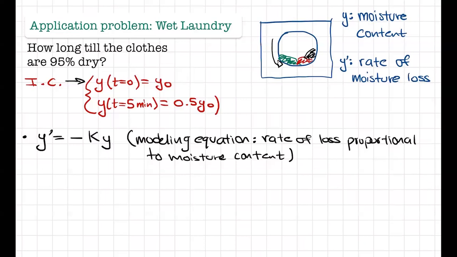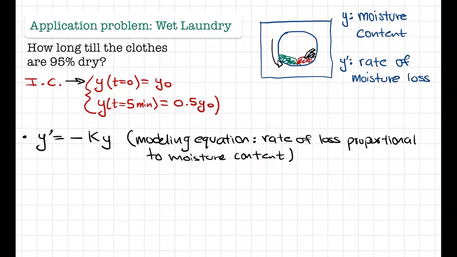So in this case, let's define our variables. We have that y is equal to the moisture content. So basically our whole equation will be in terms of moisture. We're tracking the moisture content as a function of time, where y prime is the rate of moisture loss. So how fast are we losing that humidity? How fast are we losing that water?